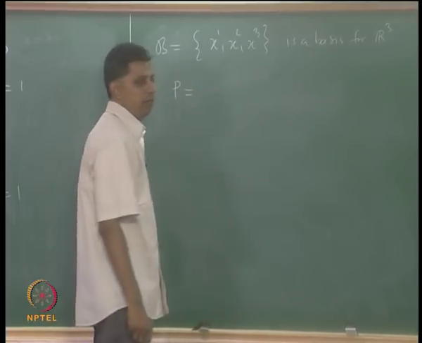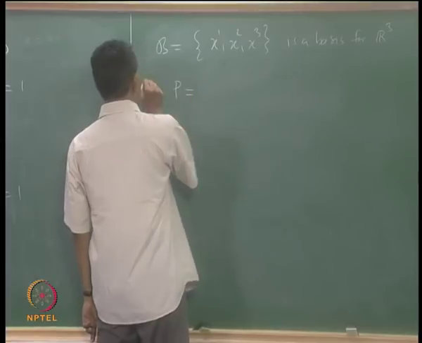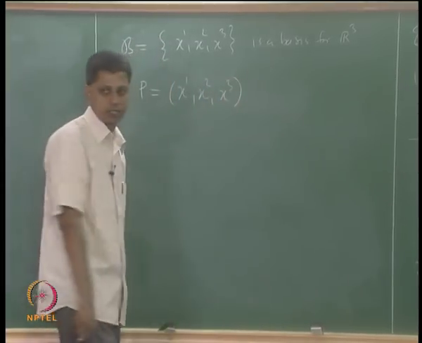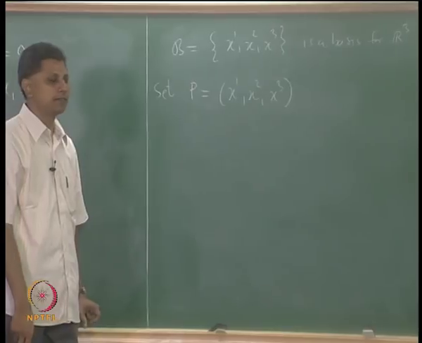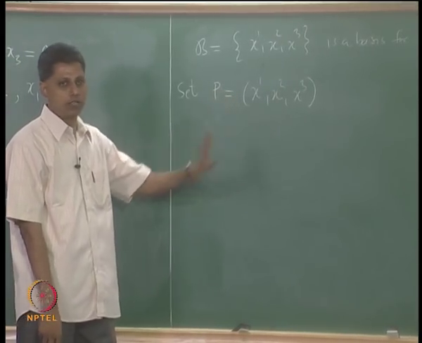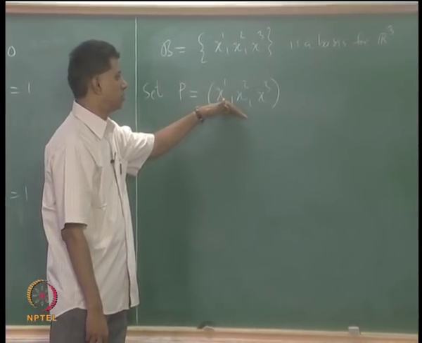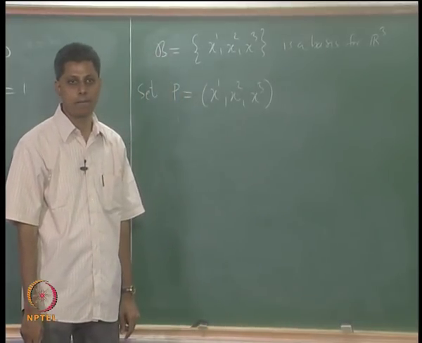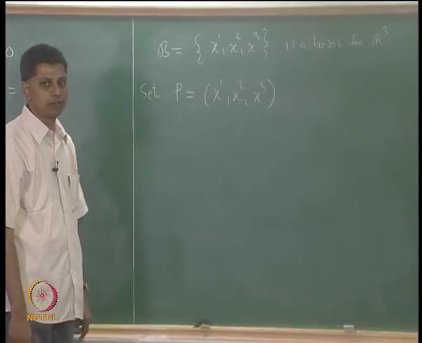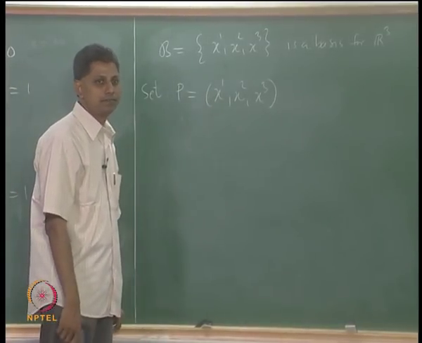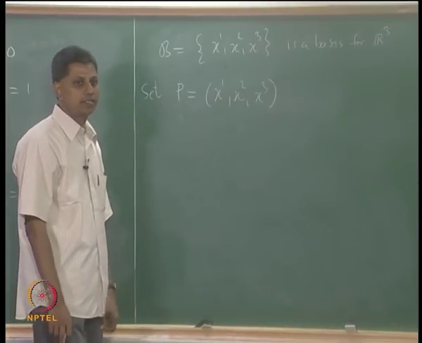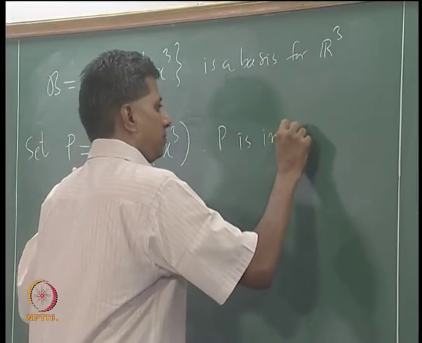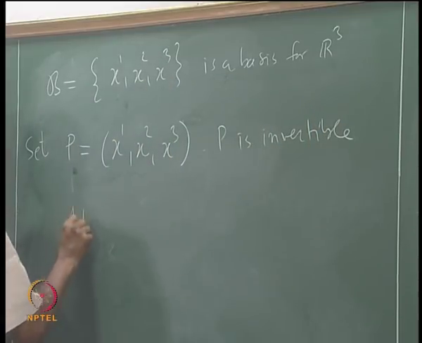What is the meaning of A being diagonalizable? Let us call P a matrix whose columns are x1, x2, x3. I define a new matrix P whose columns are the eigenvectors taken in this order. First corresponds to minus 1, second corresponds to minus 1, third corresponds to 3. Is this P invertible? P is invertible because the columns are independent. So the homogeneous equation Px equal to 0 has x equal to 0 as the only solution. P is invertible, and look at AP.